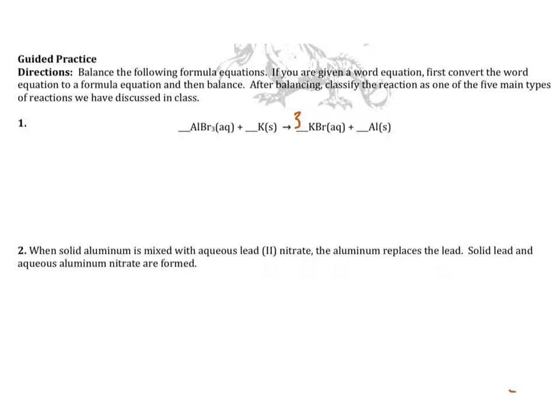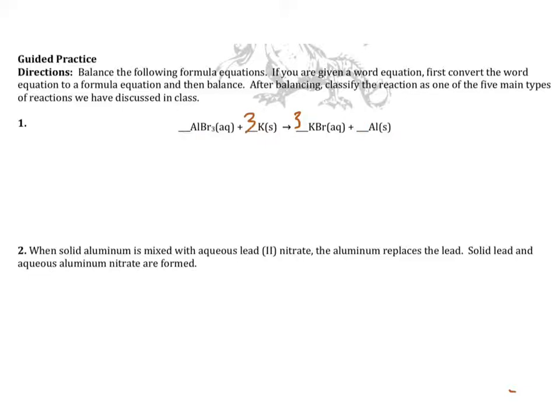Now, when you put a 3 there, it doesn't only multiply the bromines, it also multiplies the potassium. If you take a look, there's now 3 potassiums over here, and so what you need to do is put a 3 there to balance the potassiums. And then it's balanced. But what about here? And what about here? Well, if it's balanced and there's nothing there, it's assumed that there's a 1.